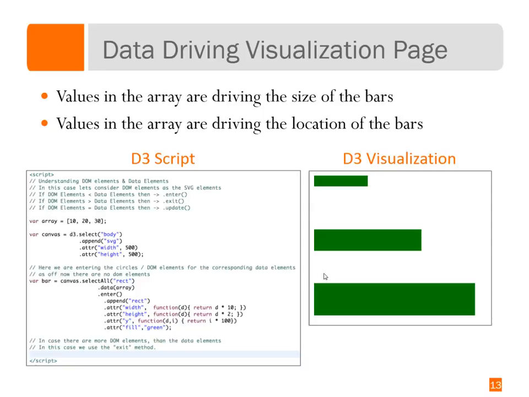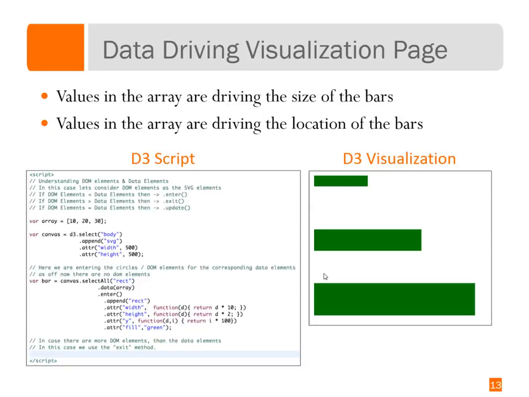We're going to create our canvas. Just like we've done before, we need an SVG canvas. So we're going to create a canvas: D3 select the body, append SVG, and then create a canvas that's 500 by 500. Okay, then the next thing we're going to do is define our bars, and then discuss how these different data values are going to drive the size of the bars and the location of the bars.